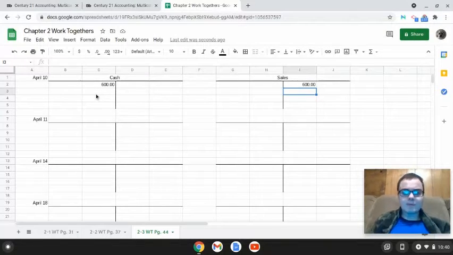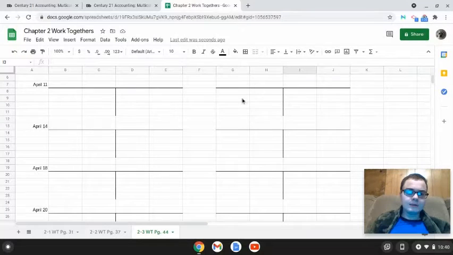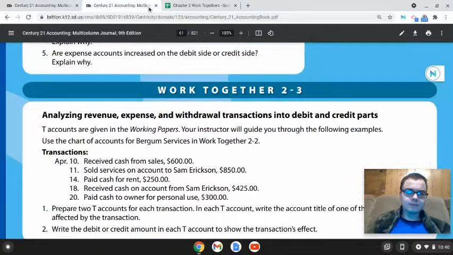Now, for this transaction, both of these accounts are being increased. So if you remember from when I read over the 2-3 text, since cash is an asset, it has a normal debit balance. So it increases by a debit and decreases by a credit. Whereas on the flip side for sales, sales is a revenue account that affects owner's equity. So it has a normal credit balance. So it increases by a credit and decreases by a debit. So that was the first transaction.